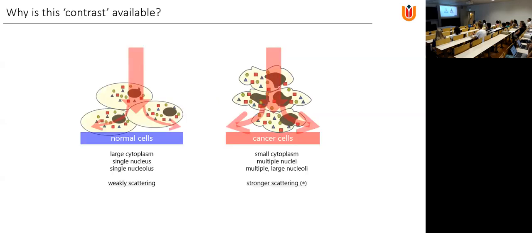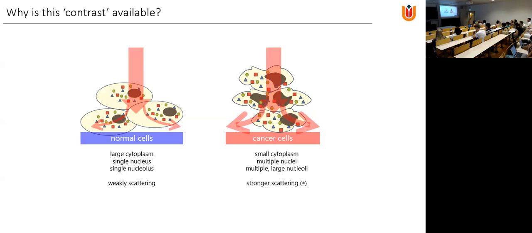Okay, then the question is, so I showed you this graph where there was a difference between high grade, so aggressive, and low grade, less aggressive. The next question is, where does this contrast come from? That is a question that goes towards tissue.